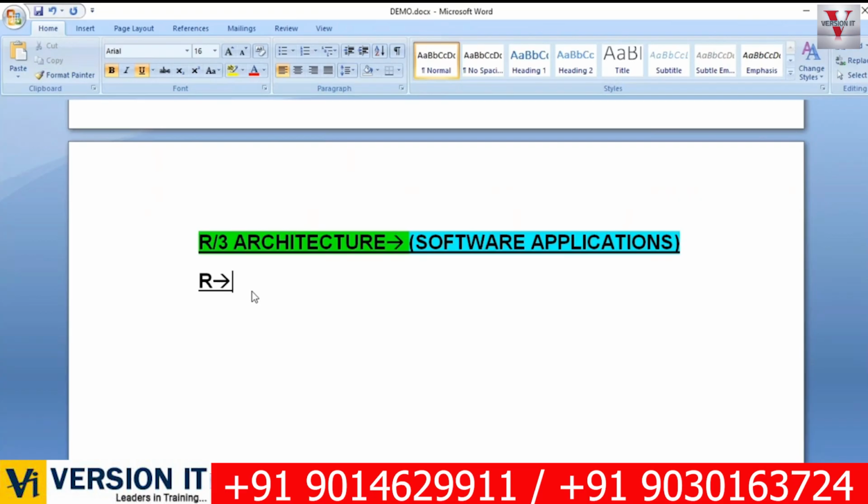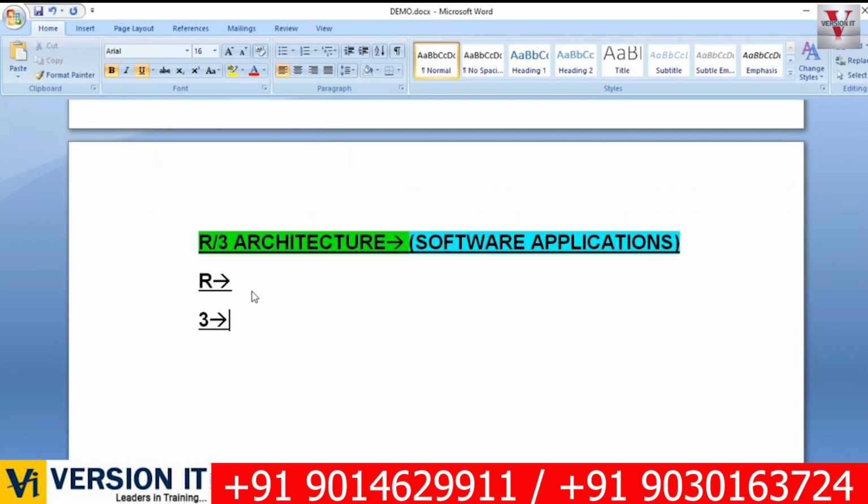Try to get this. If you are not able to understand by any chance, you have all the right to stop me and ask again. Guys, there are two entities here. One is R, one is 3. So first of all, we have to understand what is this R all about and what does this 3 mean.